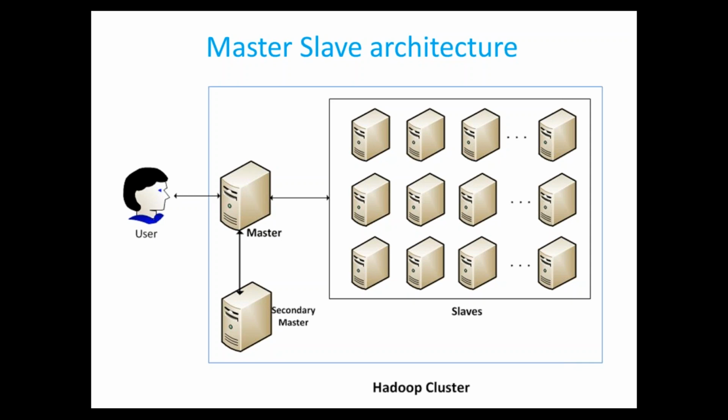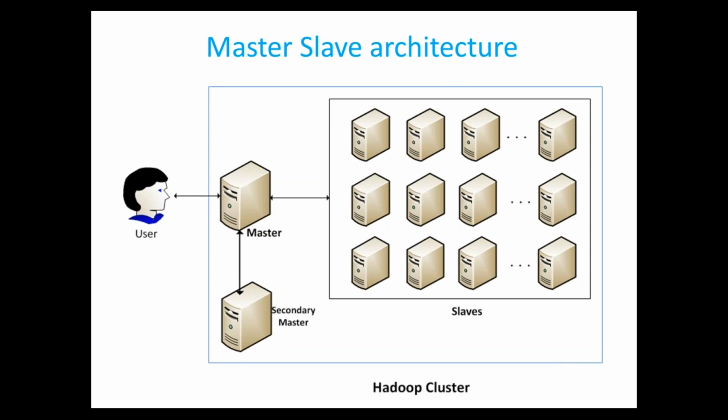Similarly, in case you want to process your data, in case you want to analyze your data, you want to apply some logic on your data, you will request the master machine that this is the logic, this is the job which I want to execute, and after that it's the master machine's duty to distribute the task among multiple slave machines.